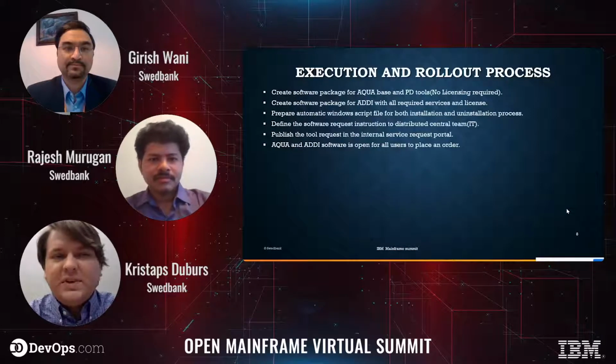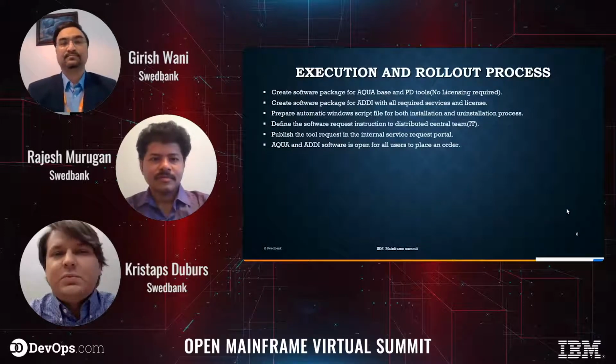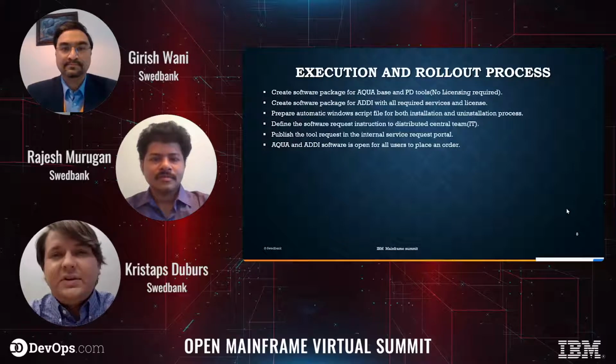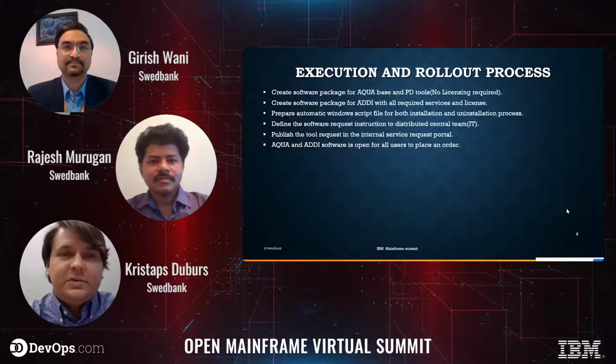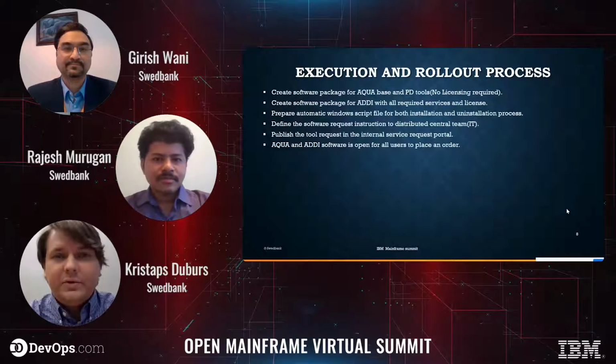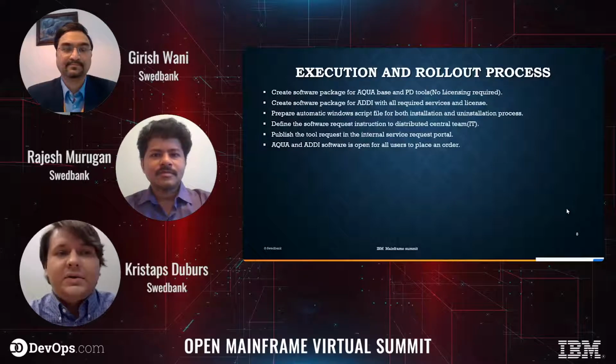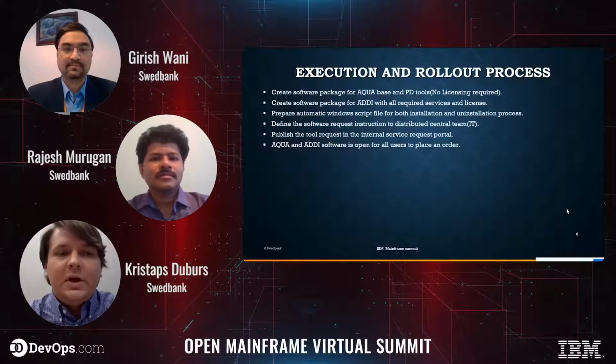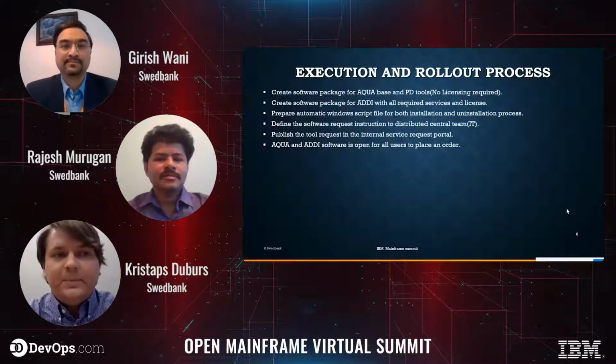In the packaging part, the biggest difference is that it is possible to use IBM Installation Manager, but ADDI requires P2 to do it. But it can be done by using P2 as well, for all the products available from IBM. Then we made script files for the installation and uninstallation process. Afterwards, we defined software request instructions and software publishing in the internal portal where end user developers can order it. And after these steps were finished, the ADDI package was available officially. And then we can move to the next slide.